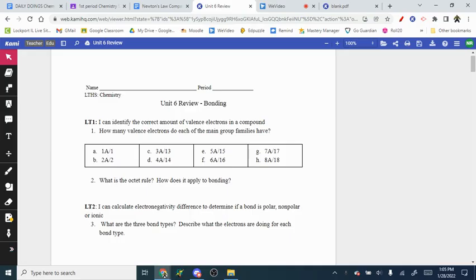So column 1 has 1 valence electron, column 2 has 2 valence electrons, 3 is 3, 4 is 4, 5 is 5, 6 is 6, 7 is 7, and 8 is 8. So the main 8 columns of the periodic table, that's how many valence electrons they have.